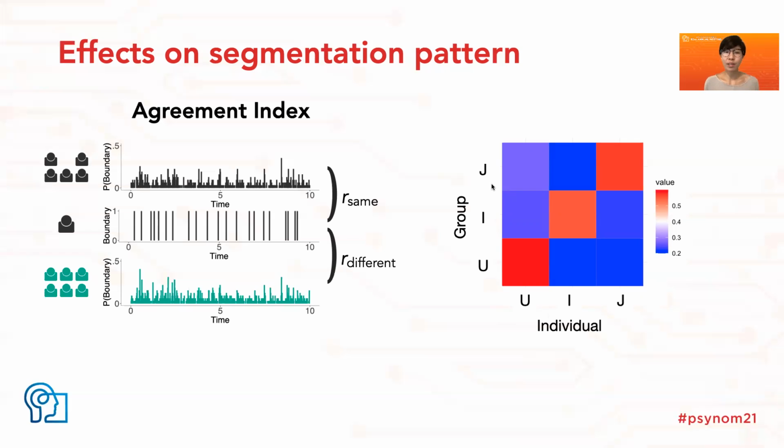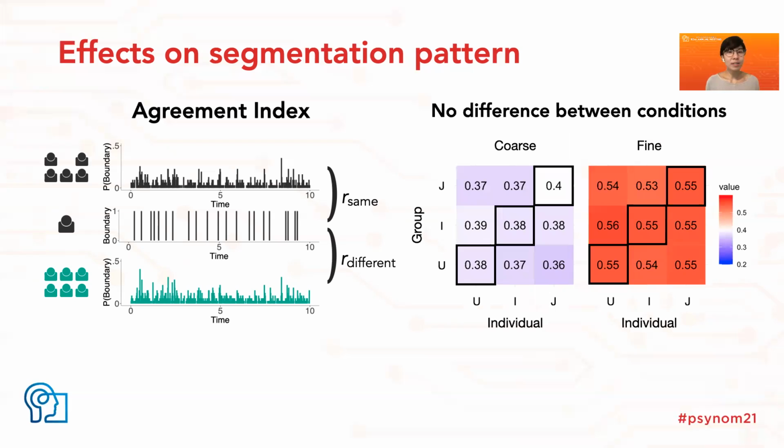So in our case, if we expect disruptions in movies to influence segmentation, we should see lower agreement values when individuals from one condition were compared with others from a different condition. So in other words, higher values should be expected along the diagonal line of the correlation matrix, where individuals are compared with others in the same experiment condition. However, we see no difference in agreement between the three groups, suggesting that segmentation patterns are similar across the three conditions.